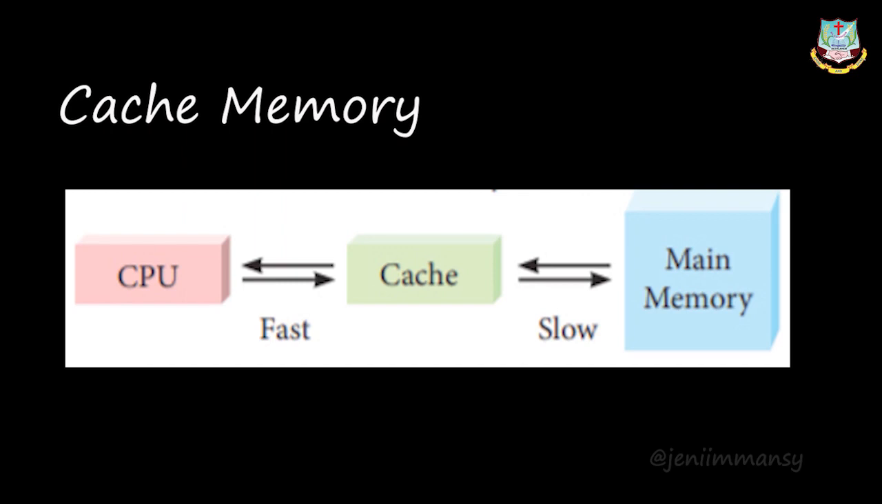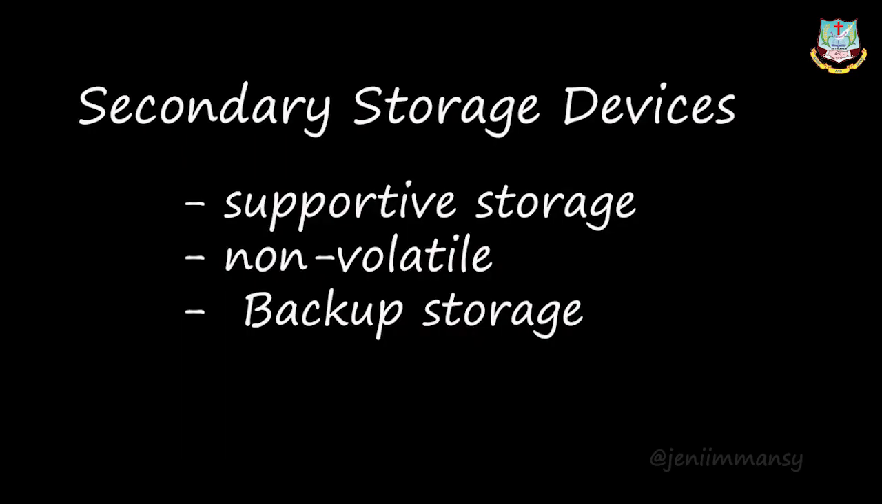The next one we are going to see is secondary storage devices. Secondary storage is needed because main memory is limited, expensive and volatile. Secondary storage is used to save programs and data which have to be stored permanently. We can say the secondary memory is a supportive storage for the main memory. They are non-volatile in nature, and secondary storage is also a backup storage.